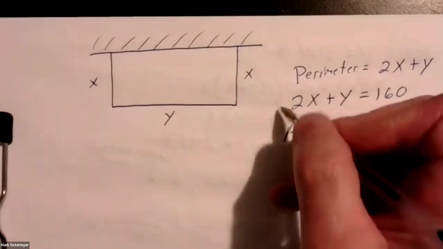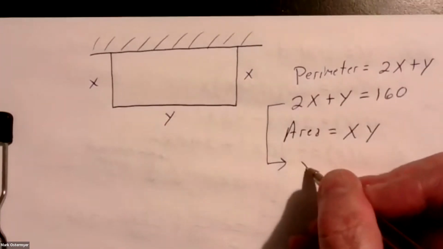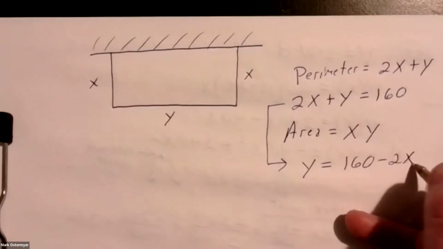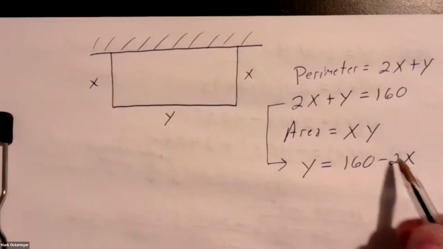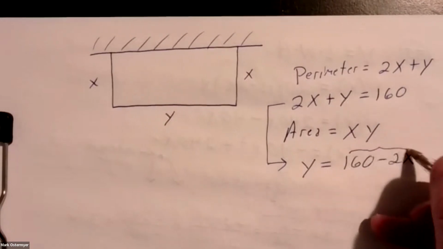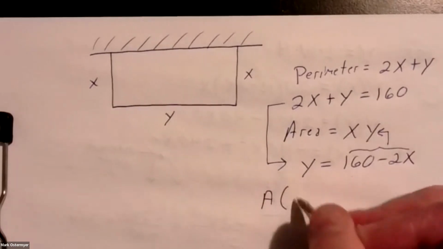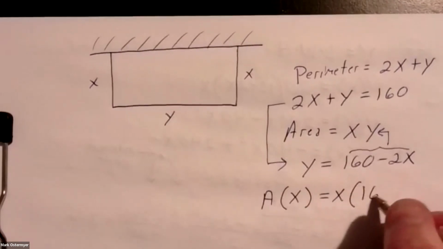Well, ladies and gentlemen, I'm going to take this equation and solve it for the variable Y in terms of X by subtracting 2X from both sides. I get Y is equal to 160 minus 2X. Well, we can substitute 160 minus 2X in for the Y variable into the area function we're trying to develop. So this can go in for the Y variable. And now my area collapses down into a function only involving X. It'll be X times 160 minus 2X.